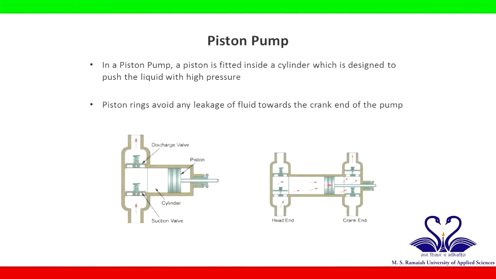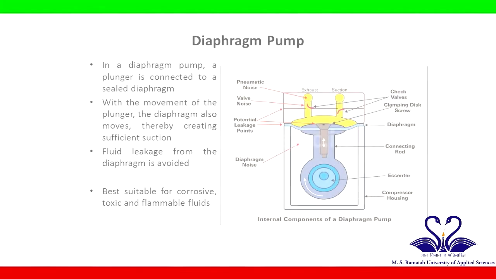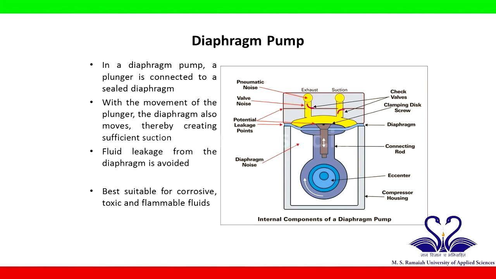In a piston pump, a piston is fitted inside a cylinder which is designed to push the liquid with high pressure. Piston rings avoid any leakage of fluid towards the crank end of the pump. In a diaphragm pump, a plunger is connected to a sealed diaphragm. With the movement of the plunger, the diaphragm also moves, thereby creating sufficient suction. Fluid leakage from the diaphragm is avoided. Best suitable for corrosive, toxic and flammable fluids.